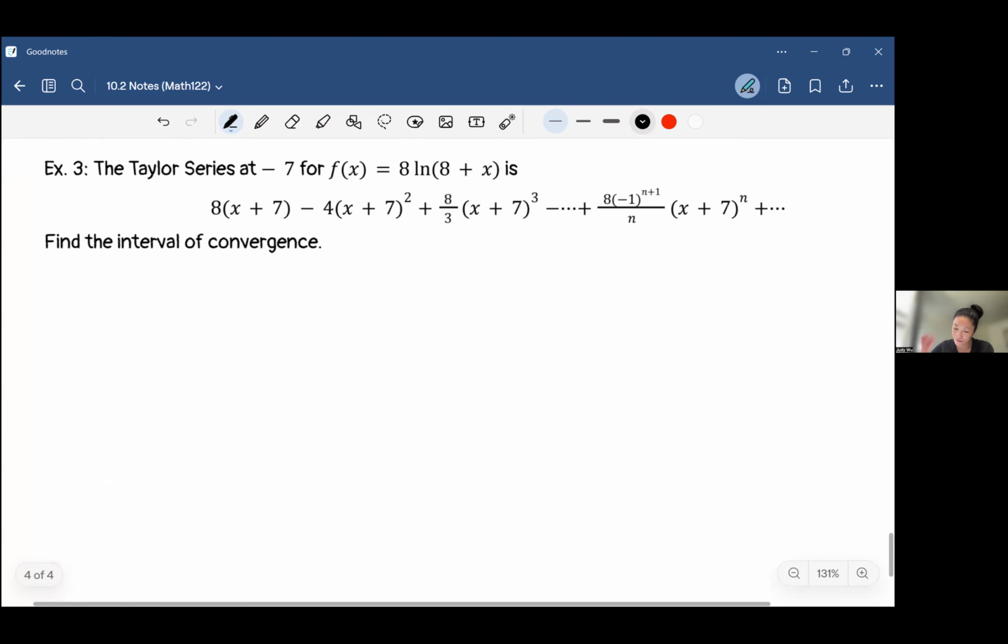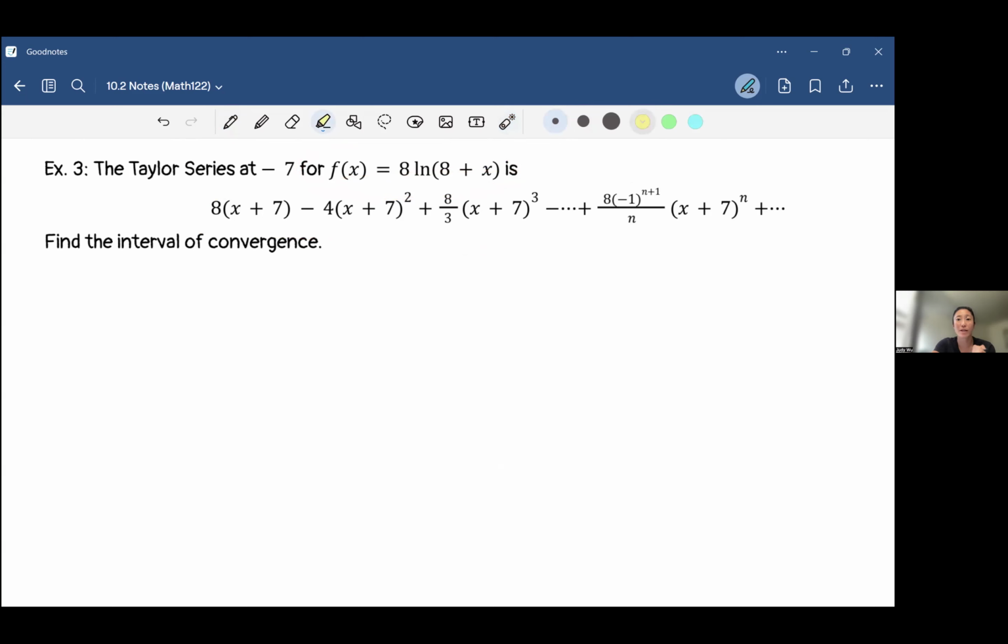All right. We've got a Taylor series at -7. So this one is a little bit different. This is actually one of the questions should be similar in your homework, but I wanted to do one where it wasn't a Taylor series at 0. Okay, so a Taylor series at -7 for this f of x equals 8 natural log of 8 plus x is given by this long thing.